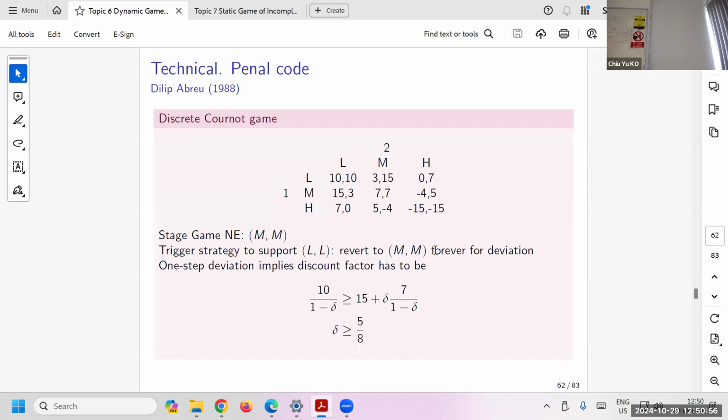The idea is the following. Look at this game. We have three actions for each agent, and it is symmetric. You can see the numbers are symmetric, and you can easily check that the only Nash equilibrium is MM. They produce a median, middle level of production. Low is low, high is high. It's a common game. At this 7, player 1 doesn't want to go up or down, and player 2 doesn't want to go left or right. So 7 is the only Nash equilibrium. You can check. Yeah, question.